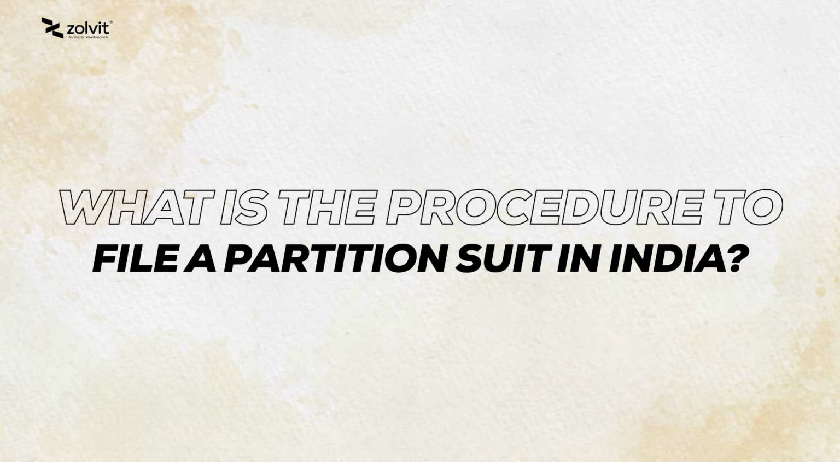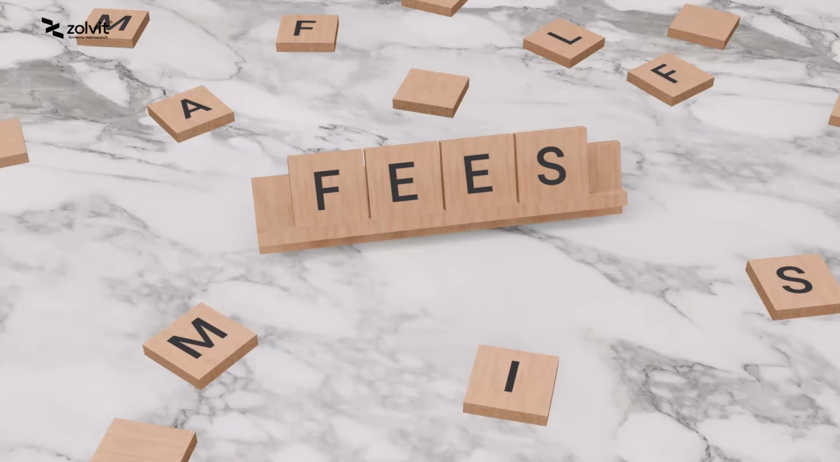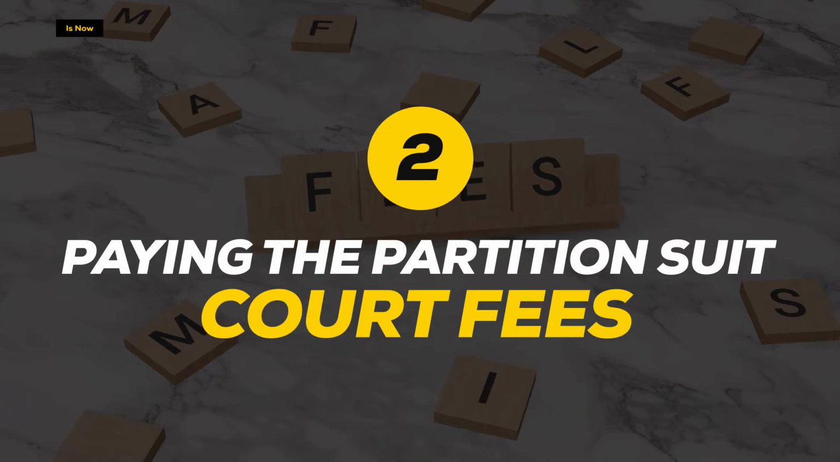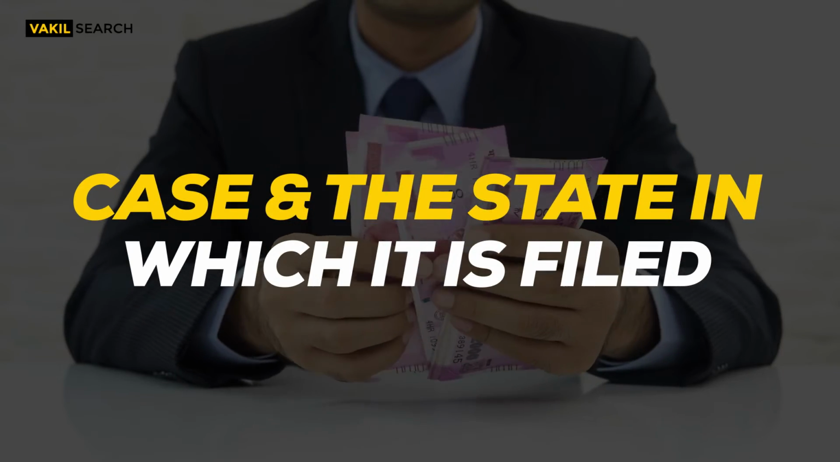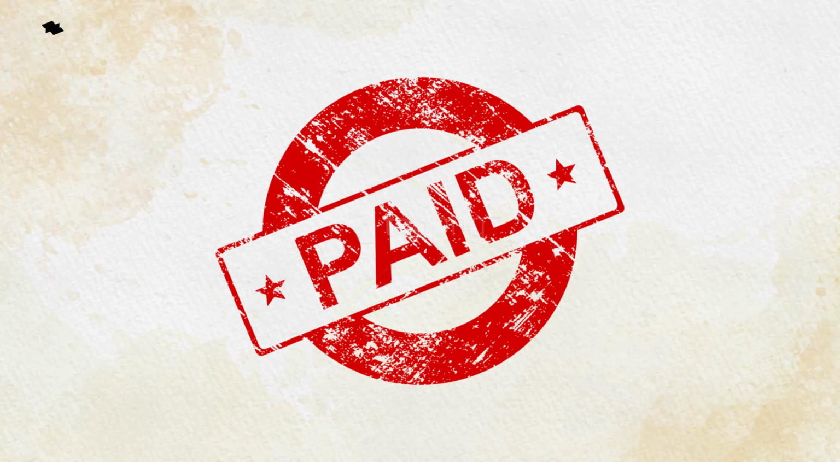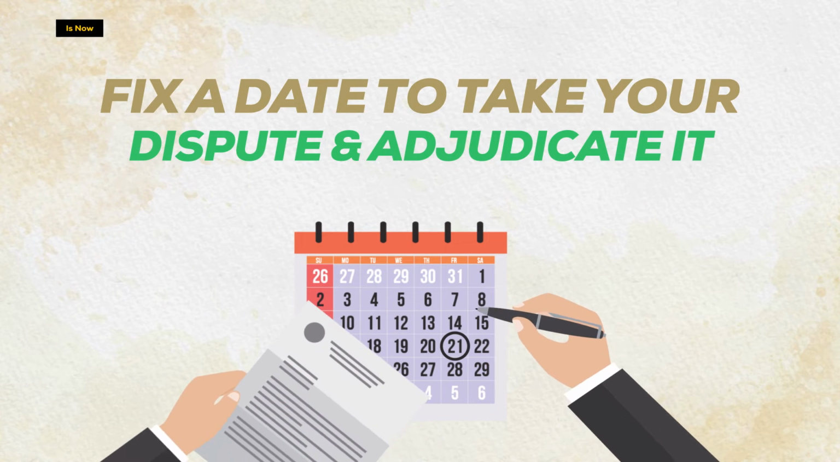Now, let's see the procedure to file a partition suit in India. Before filing any suit, it is compulsory to send a legal notice to the concerned party. Post that, the first step is drafting a plaint. The second step is paying the partition suit court fee, which may vary based on the case and the state in which it is filed. Once the payment is complete, the court will fix a date to take up your dispute and adjudicate it.